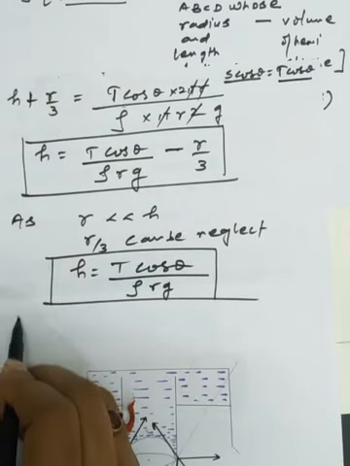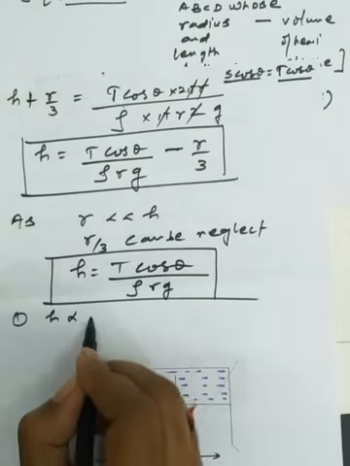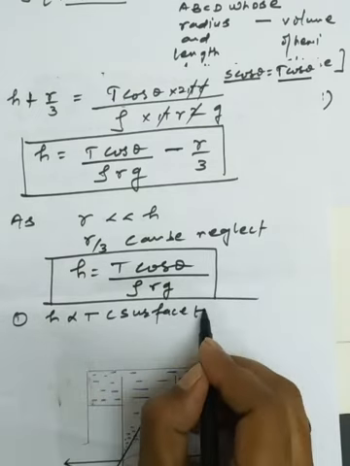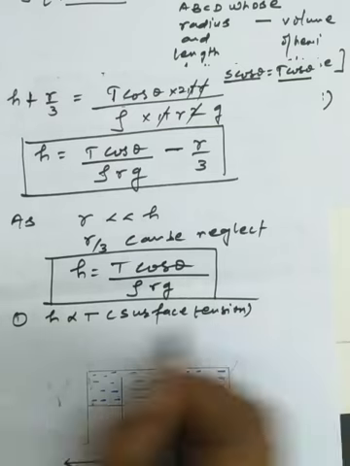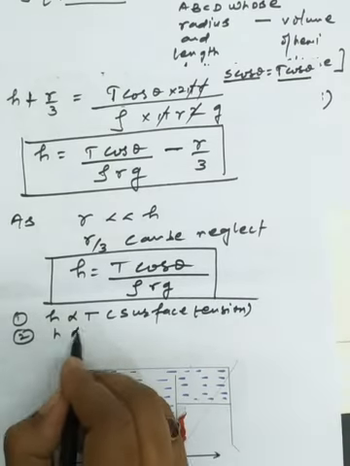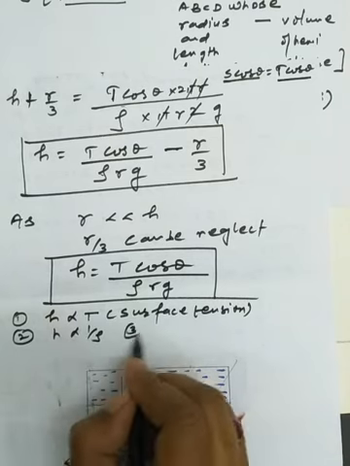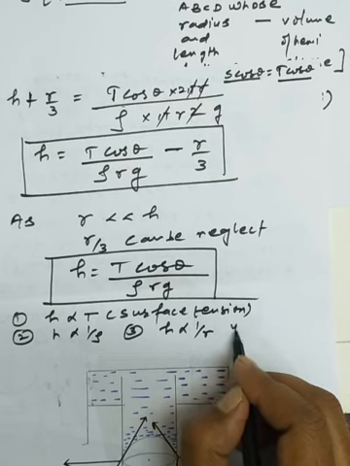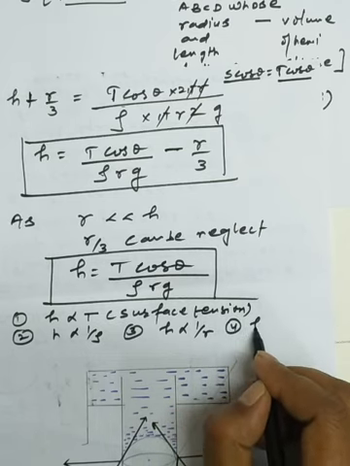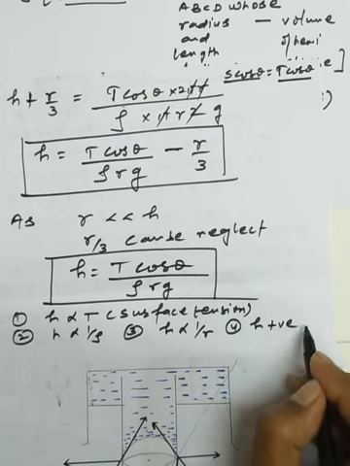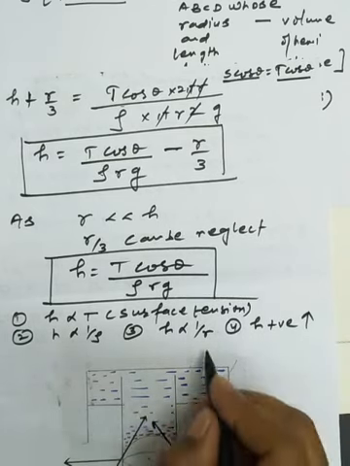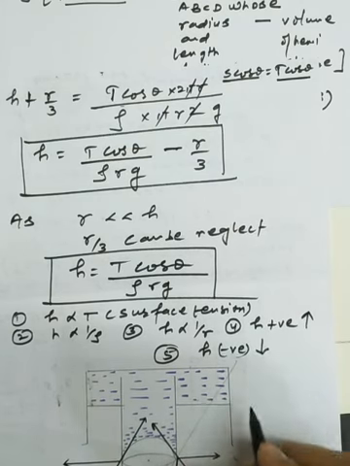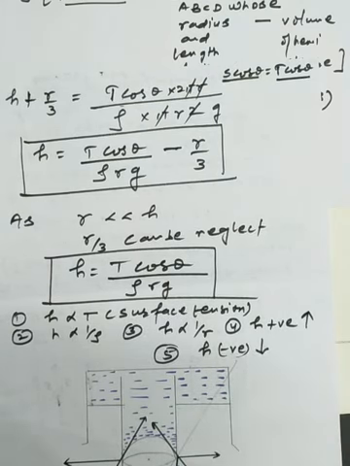One by one I am writing all the parameters for you. H is directly proportional to T, that is the surface tension. Second, h is inversely proportional to 1 upon rho. Third, h is inversely proportional to 1 upon r. Fourth, h is positive, that means liquid rises up in capillary action. And the fifth point, h is negative, that means liquid falls in capillary action. So this is the simplest formula we have of the ascent formula.